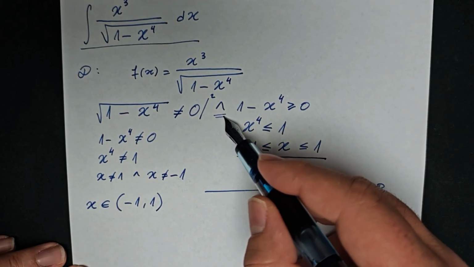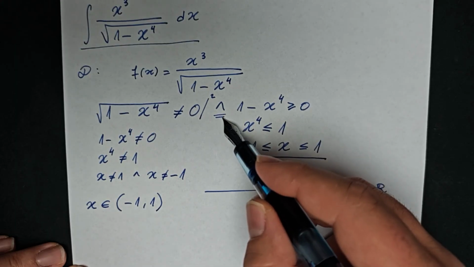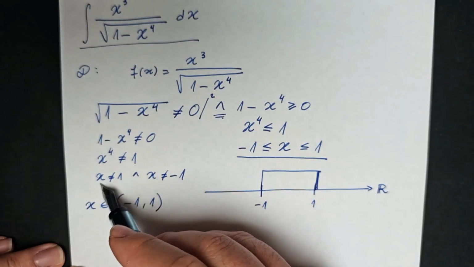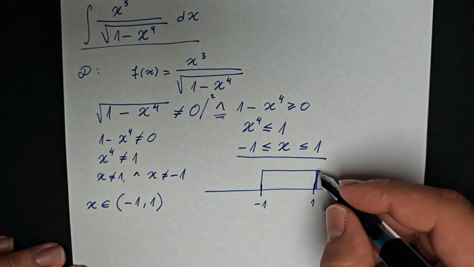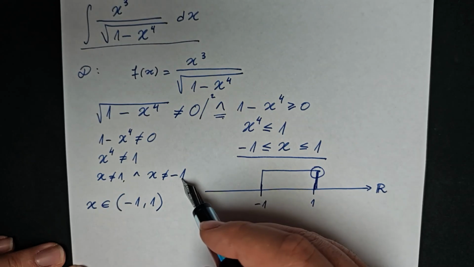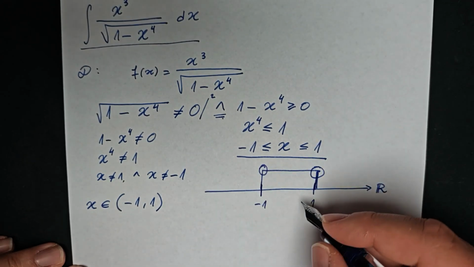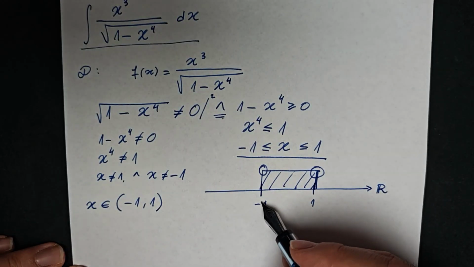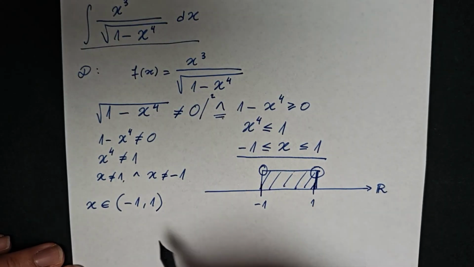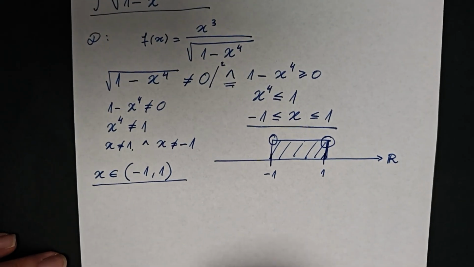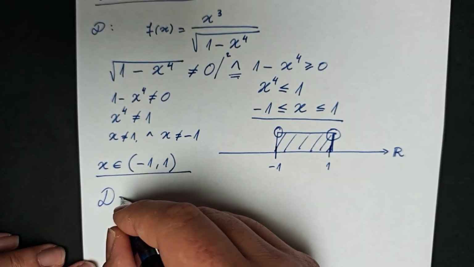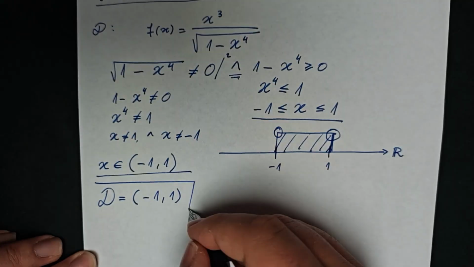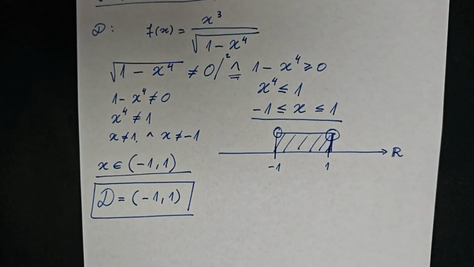The connector "and" is going to give us an intersection of all of these cases. x has to be different from 1, and x has to be different from negative 1. So this is where x belongs. That is an open interval from negative 1 to 1, which we have here. So the area in which our integral is defined is this open interval from negative 1 to 1.